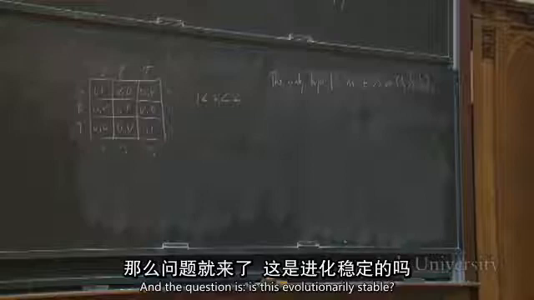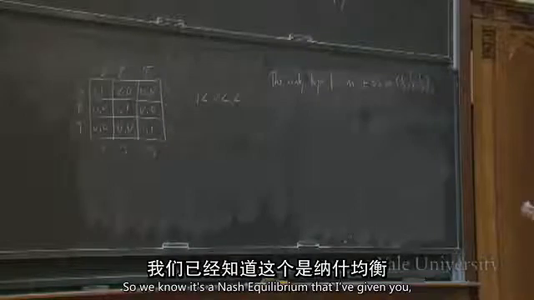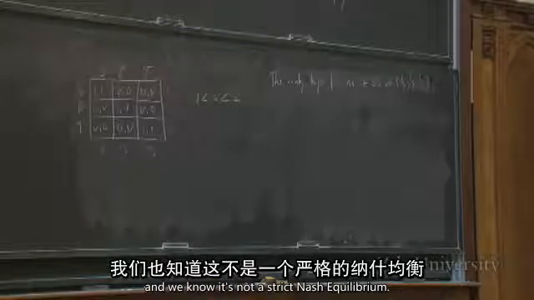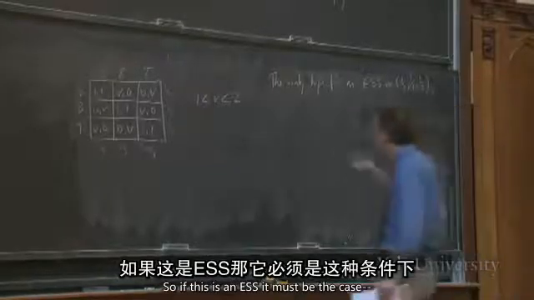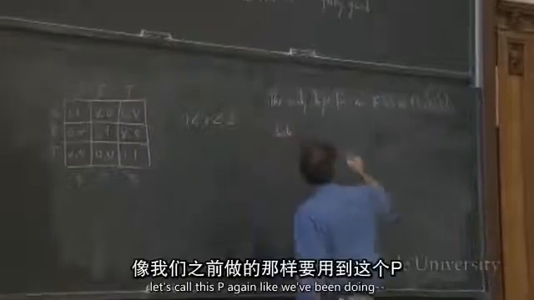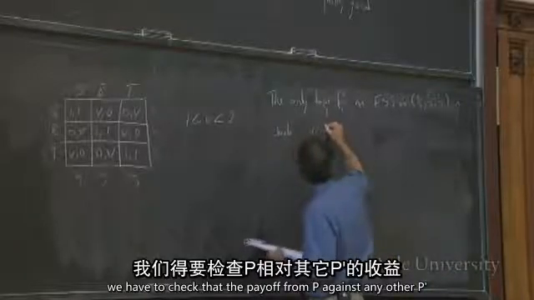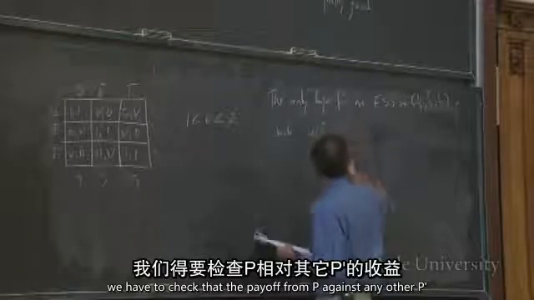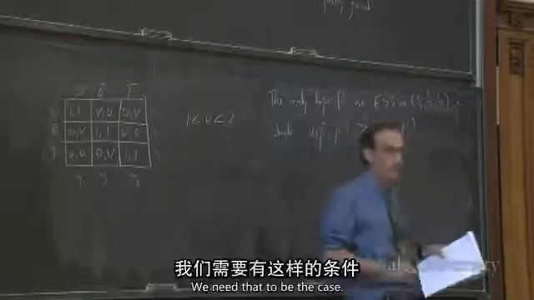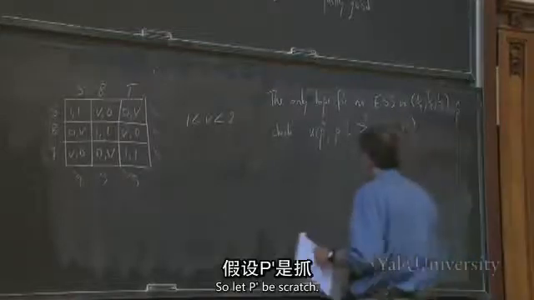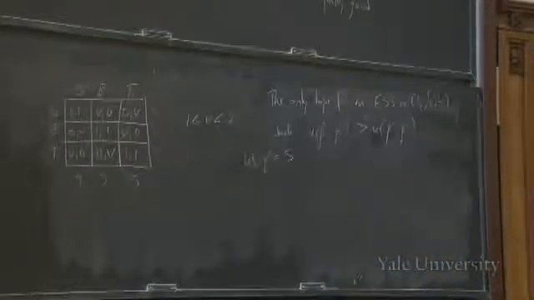All right? And the question is, is this evolutionarily stable? So we know it's a Nash equilibrium, that I've given you, and we know it's not a strict Nash equilibrium. Everyone okay with that? It can't be a strict Nash equilibrium because it's mixed. So if this is an ESS, we'd have to check, let's call this P hat again, like we've been doing, that the payoff from P hat against any other P prime is bigger than the payoff from P prime against itself. We need that to be the case. All right, so let P prime be scratch.